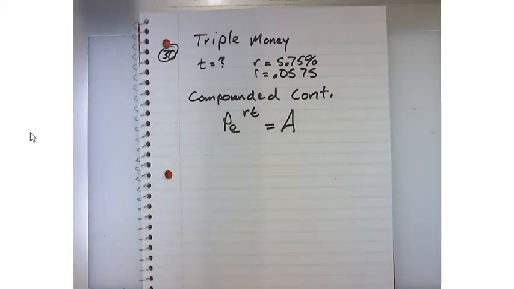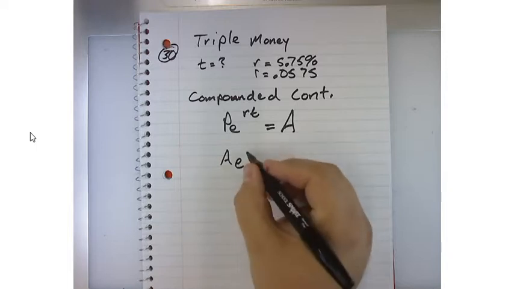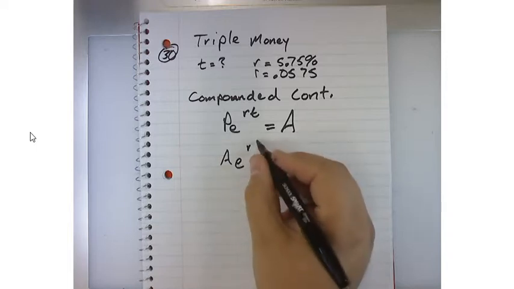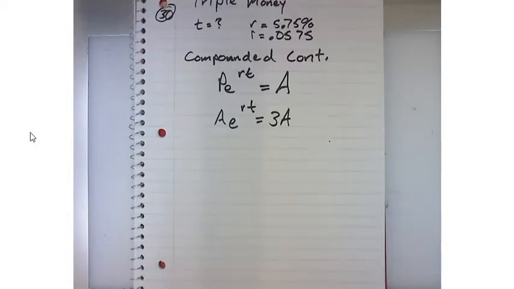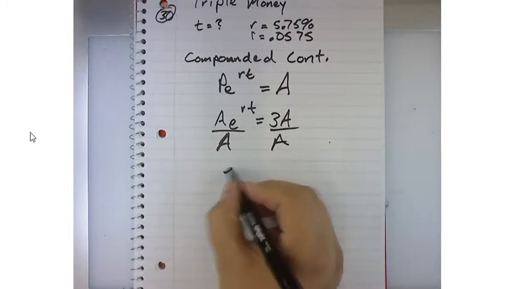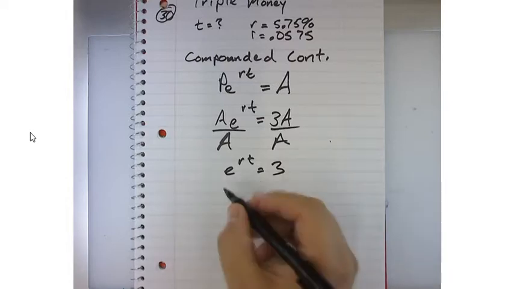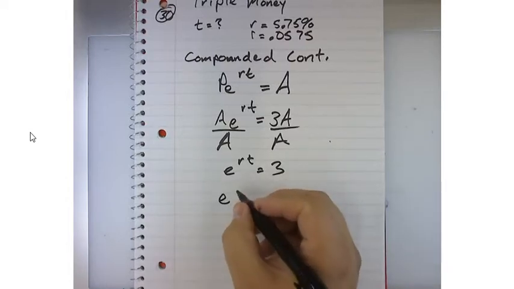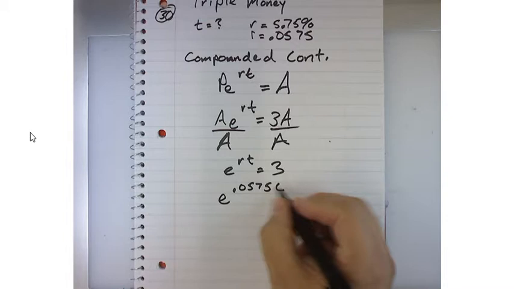So in this case, because we want to triple our money, we start with an initial amount of A times Euler's number e raised to the rt is equal to 3A. It doesn't matter what A is, whatever we start off with, we want to end up with 3 times that amount. So now algebraically, if I divide both sides by A, I get e to the rt is equal to 3. So now the next step is to say e to the 0.0575, because that was our rate, times t equals 3.